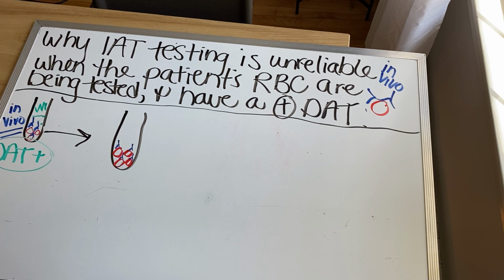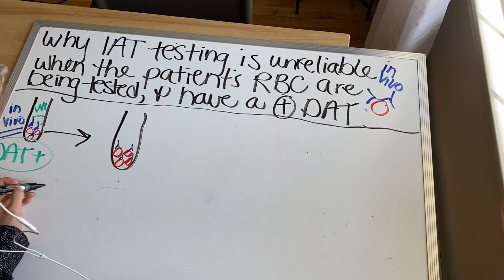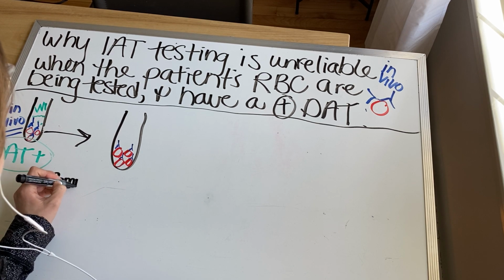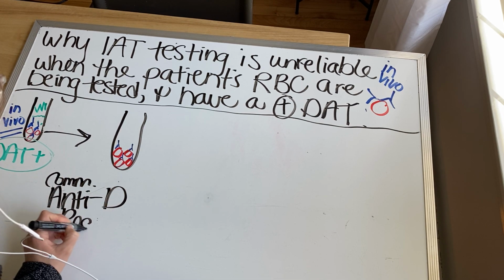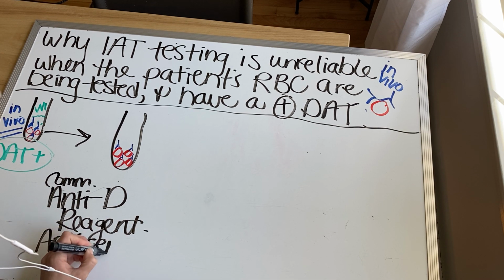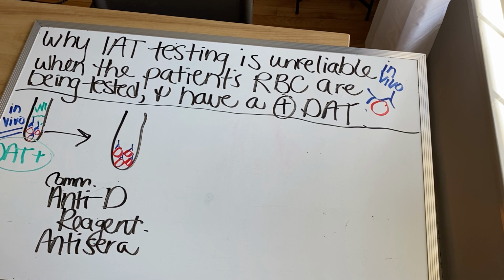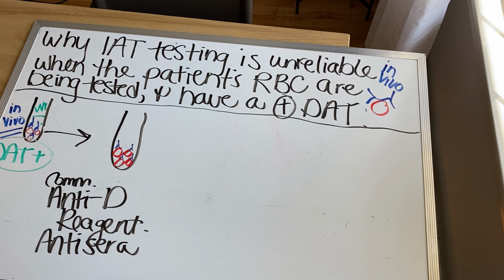So when we're doing the weak D test, we are adding to the patient's red cells commercially prepared anti-D reagent. It's anti-sera. That's what we're adding to the red cells to see if there's any D antigens on the red cell surface. We're adding anti-D anti-sera to see if there's D antigens on the red cell surface.